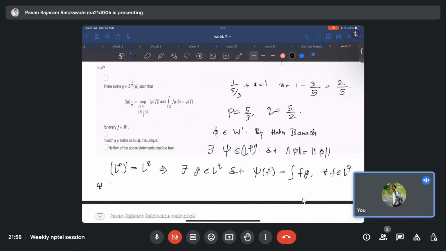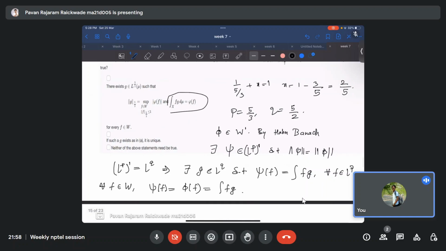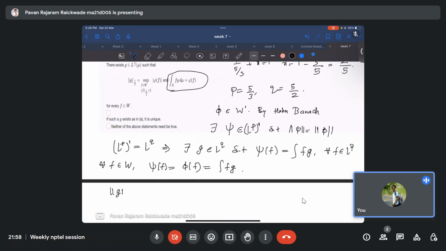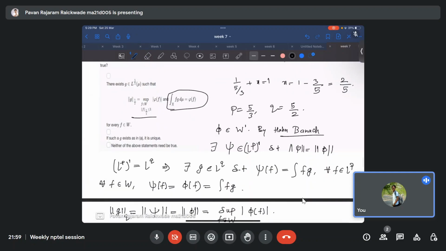But for all f belonging to W, psi of f is the same as phi of f, and here it is the same as the integral of fg. So we get a g satisfying this. The norm of g in L^q will be the same as the operator norm of psi, and the operator norm of psi is the same as the operator norm of phi, because that's the Hahn-Banach theorem. We extend preserving the norms. The operator norm of phi is just the supremum over all f belonging to W with L^p norm less than or equal to 1 of the modulus of phi of f. The question is nothing but the interpretation of the Hahn-Banach theorem and the duality theory that L^p dual is L^q. That's all.